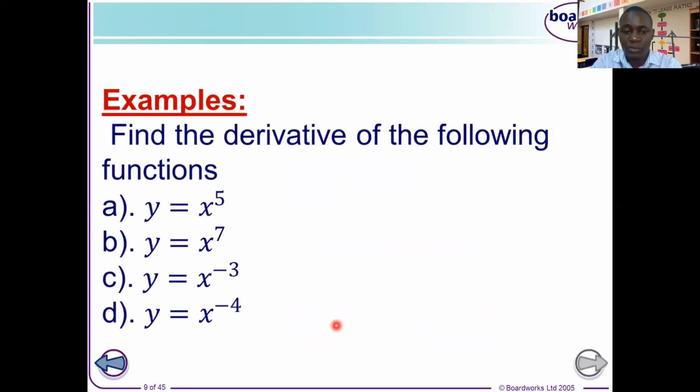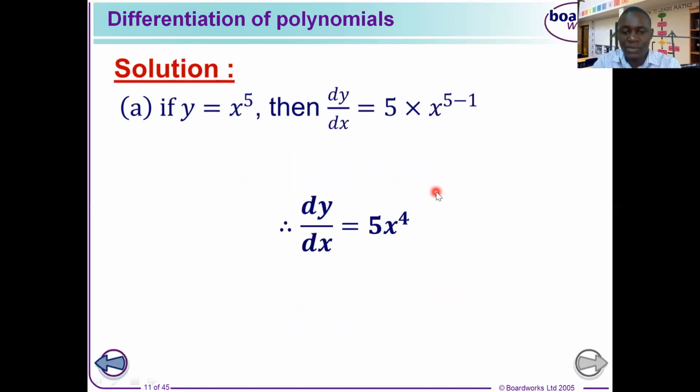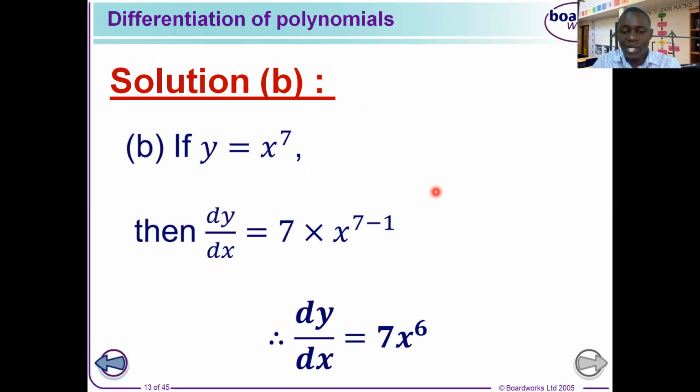So I've decided to solve some problems here whose coefficient of the x variable is always going to be 1. So how do we apply that? If y equal to x raised to power 5, then dy dx, which is the derivative of y with respect to x, is 5 times x raised to power 5 minus 1. So that gives us dy dx equal to 5x raised to power 4. If y equal to x raised to power 7, dy dx will be 7 times x raised to power 7 minus 1, and that gives us dy dx as 7x raised to power 6.